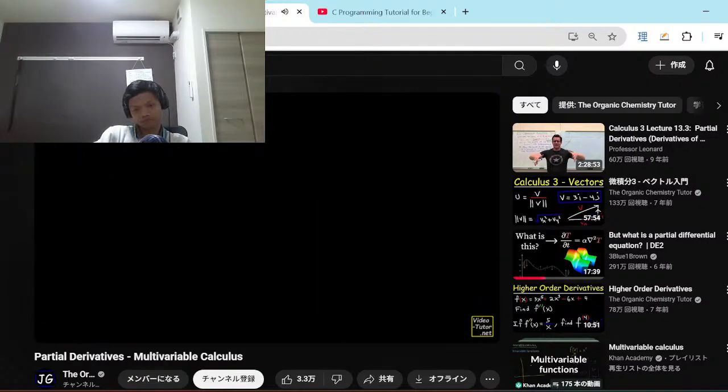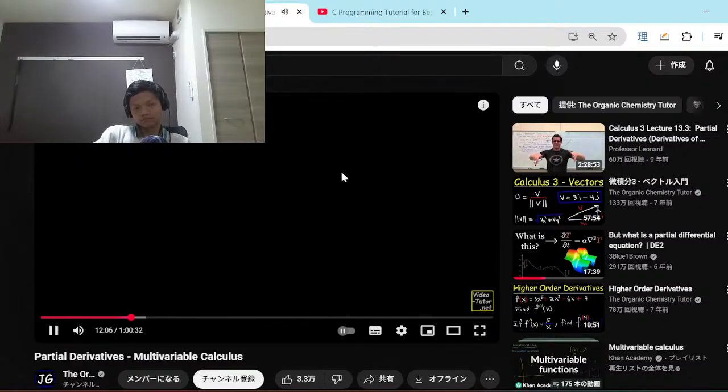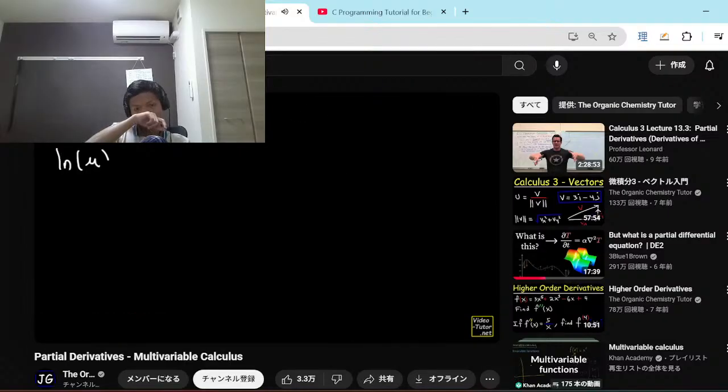It might be a little challenging, but go ahead and try. Let's say z is the natural log of x squared divided by y. Go ahead and find dz/dx and dz/dy. So the derivative of the natural log of u, we know it's u prime over u. So u is basically the function on the inside, which is x squared divided by y, which I'm going to write as x squared times 1 over y.